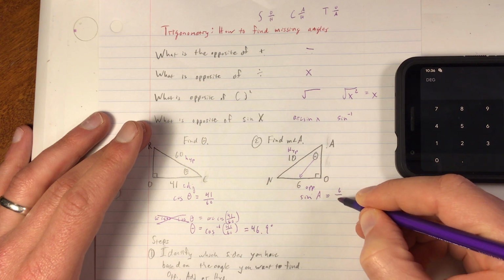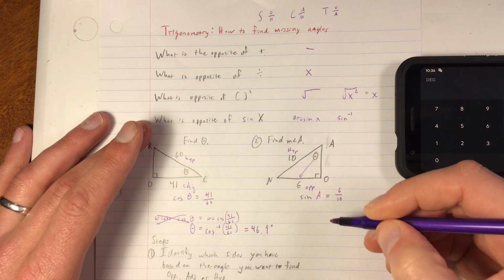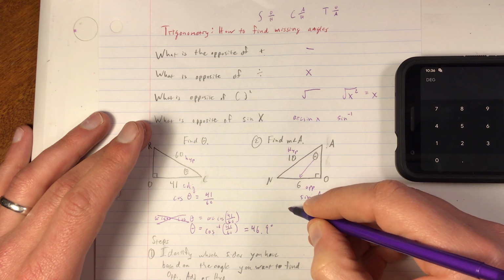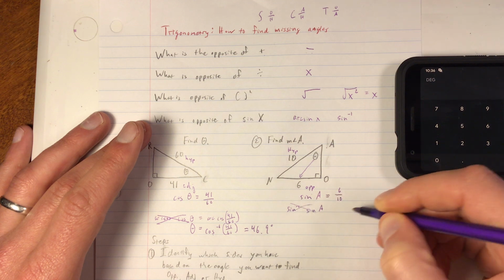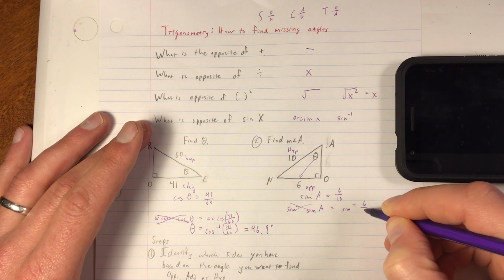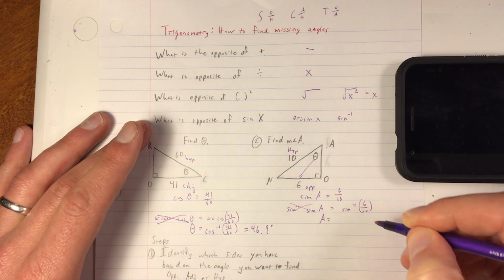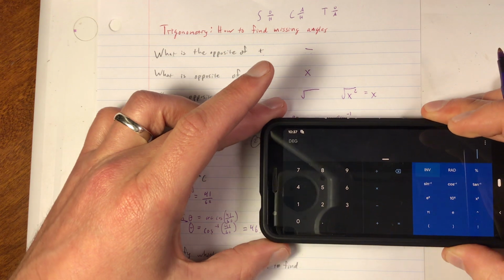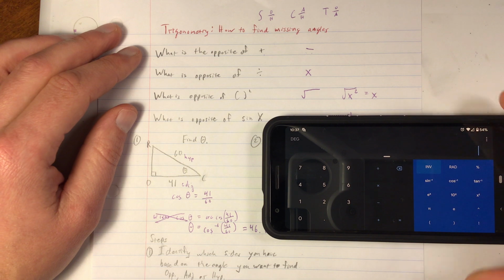opposite over hypotenuse. So I'm going to take the arc sine of both sides. This is something we like to see, but if you don't write this step, it's okay. Arc sine of sine, those cancel each other out. So arc sine of 6 over 10. A is equal to, well, I don't know what that is offhand. So, again, if it just says like this, press the inverse button or the second button.